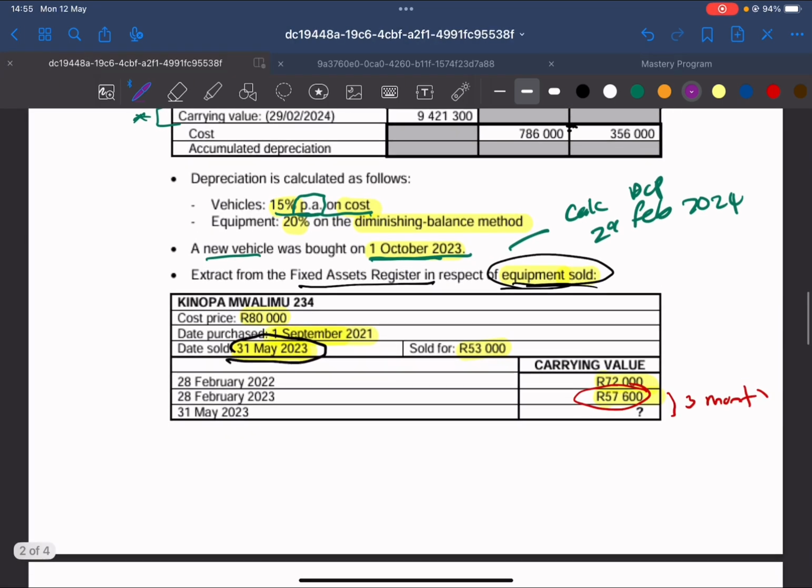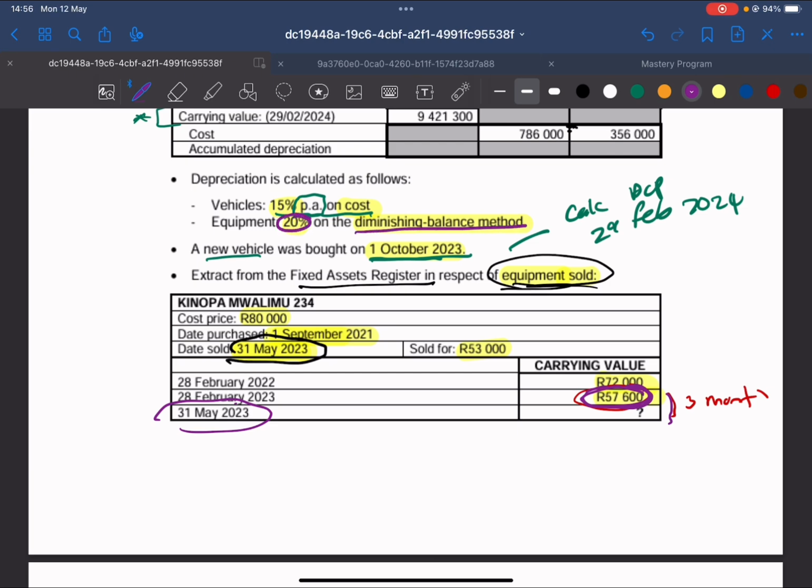They gave you here the carrying amount at the beginning. So the carrying amount at the beginning of the year was 57,600, and it only stayed in the business for 3 months, meaning that we'll need to calculate depreciation for 3 months and then decrease this carrying amount by that depreciation for 3 months, because the value of the vehicle decreased for 3 months, right? And then after that, we get the carrying amount on the 31st of May 2023. And they told you that the equipment depreciation is calculated at 20% on the diminishing balance method.